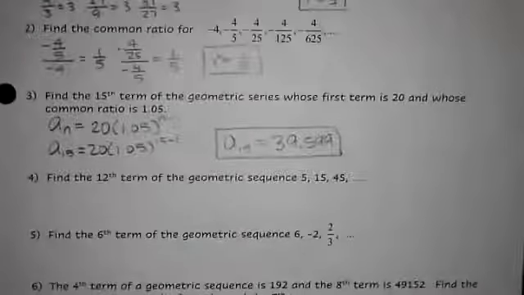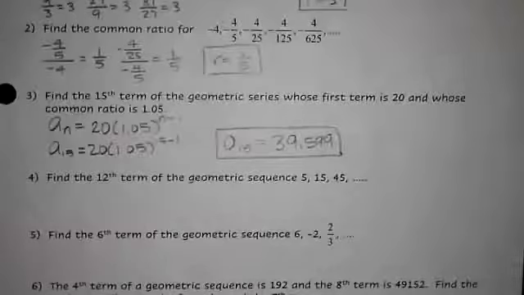All right, find the 12th term of the geometric sequence 5, 15, 45. Go ahead and pause the video there and then check your work for that one. It's similar to the one before. Find that ratio, find the first term, write the equation, and figure out what the 12th term is.